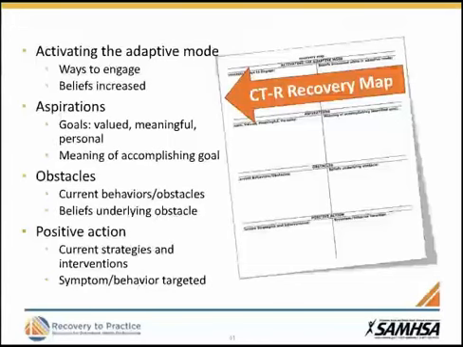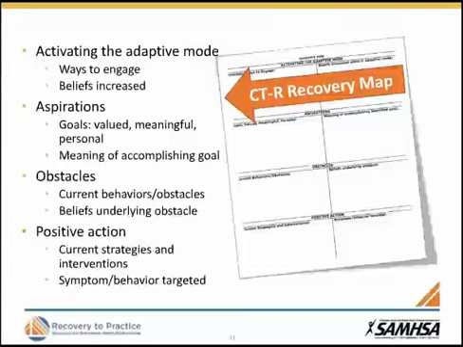I tend to use this just to keep myself thinking about, based on what I know about someone and what they're like at their best or when things are more challenging, what then can I do? It's about taking it and putting it into action. So the components of the recovery map start off with, it's related to the arrow, so how do we access that adaptive mode?